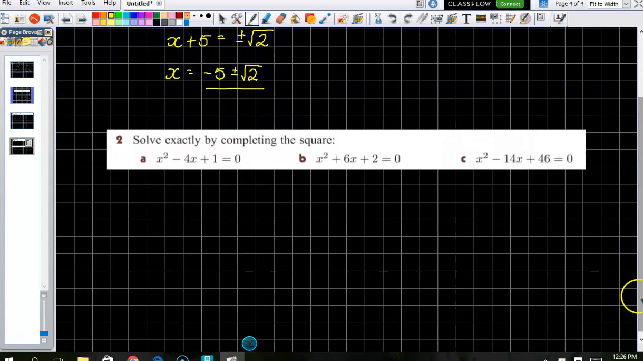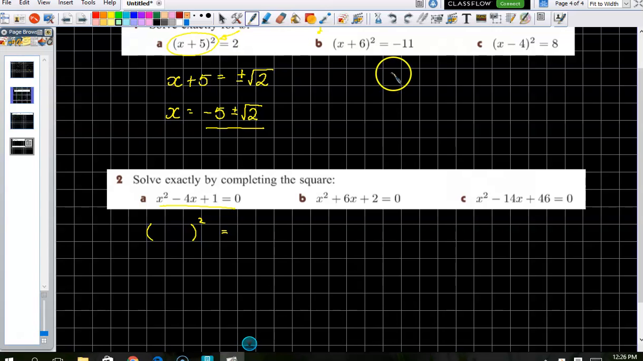So, your job is to try and turn something like this into something like that with the brackets. Now, to do that, my tip is you need to remember your perfect squares. So, do you remember how you expand a perfect square? So let's go with x plus 4 squared. What does that expand to be?